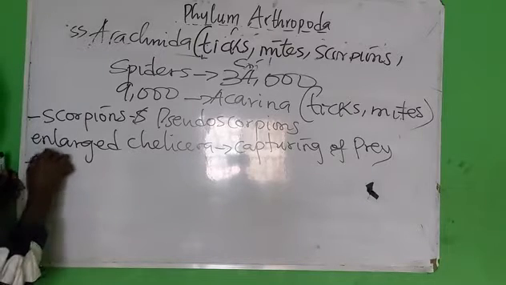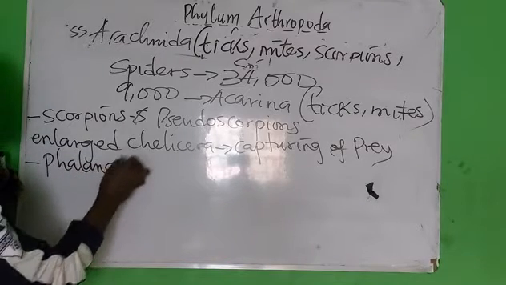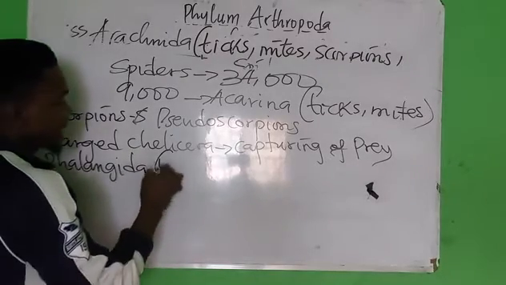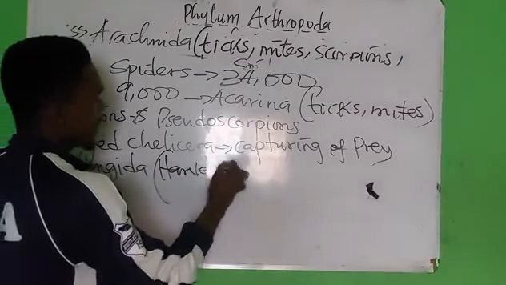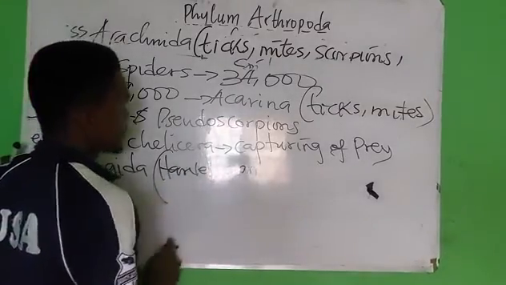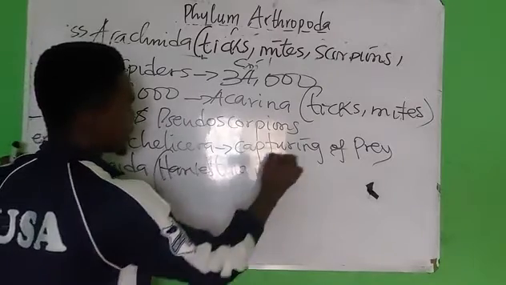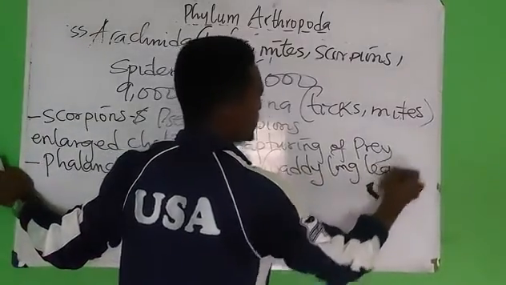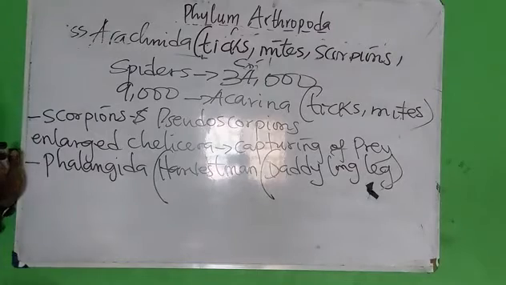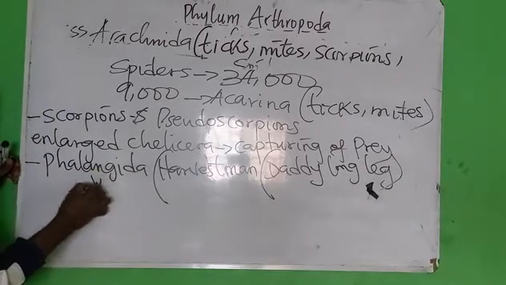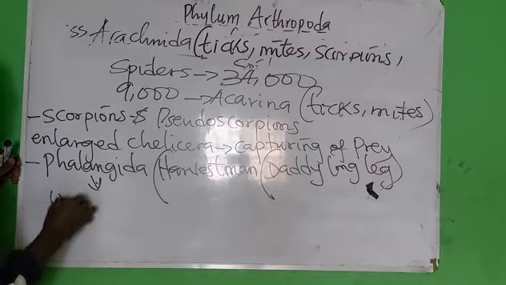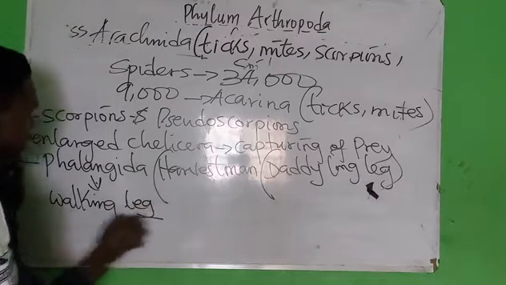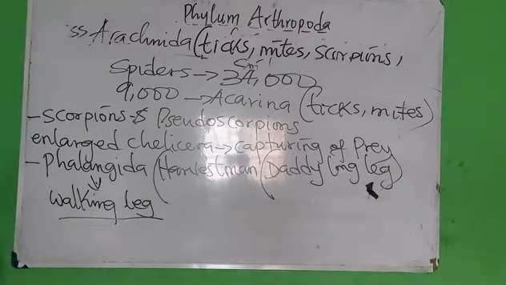Now, another species is called Phalangida. Phalangida is otherwise called harvestman. I'll also call it daddy long leg. Why is it called daddy long leg? It's because it has an extra enlarged walking leg. Take note of that. It is very, very important.